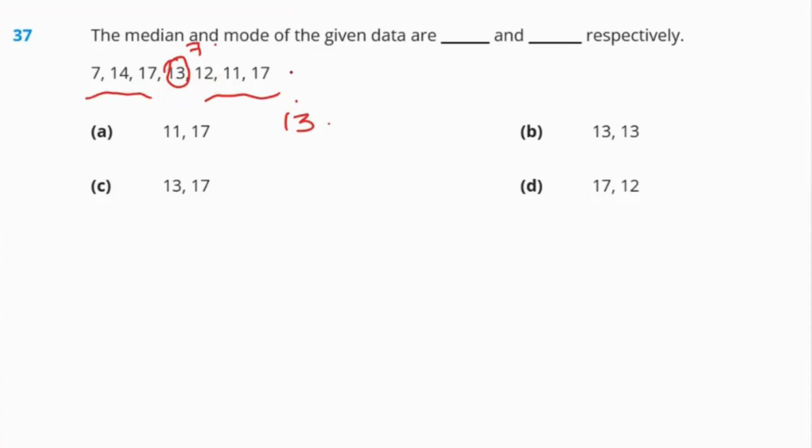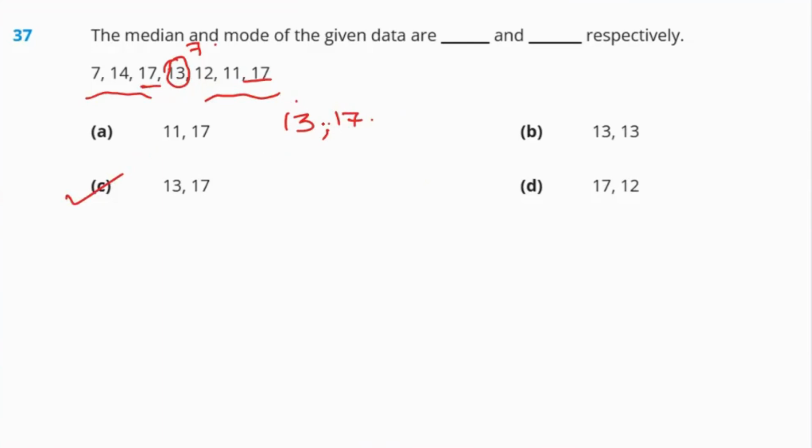And mode, how will we calculate? The most frequently appearing number, meaning the number which appears twice or thrice. Here you can see 17 appears 2 times, and we can say 17 is the mode of this distribution. So the correct option is option C, that is median is 13 and mode is 17. The mode is the frequently appearing number.